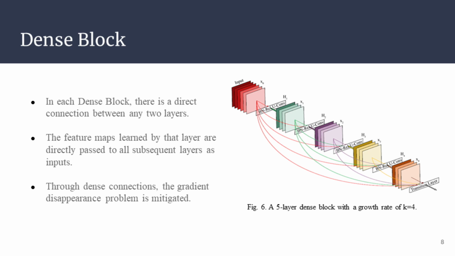In each dense block, there's a direct connection between any two layers. The input of each layer of the network is the concatenation of the output of all previous layers, and the feature maps learned by that layer are directly passed to all subsequent layers as inputs. Through dense connection, the gradient disappearance problem is mitigated.